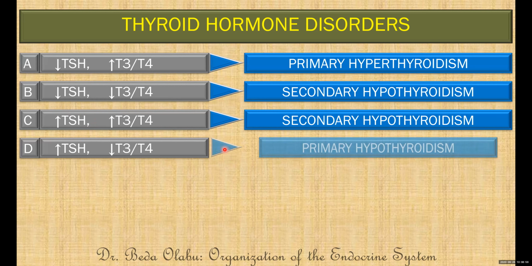The fourth one. In this fourth one, we are in hypothyroidism despite the pituitary gland trying to stimulate the gland. There are still low levels of T3 and T4. It means the problem is with the gland, not the pituitary. So this becomes primary hypothyroidism. Have you understood this? Yes. Okay. Now I want you to try this one.